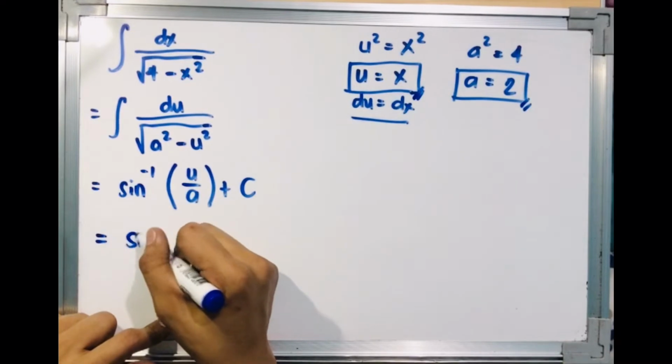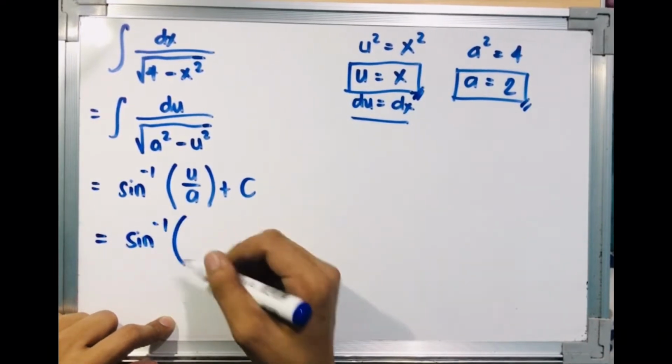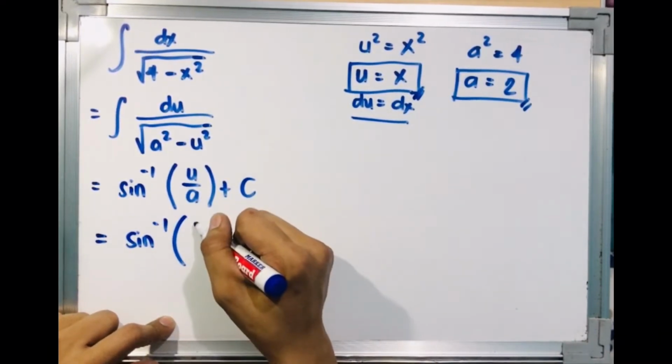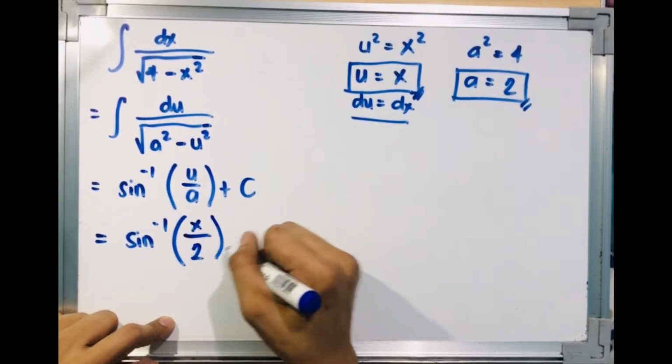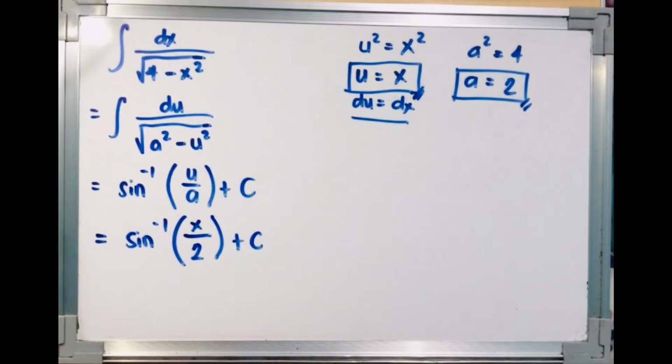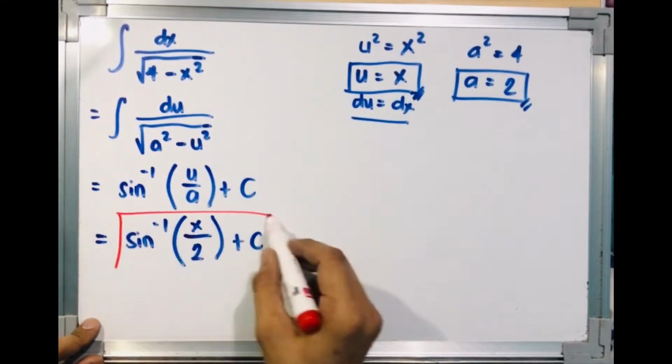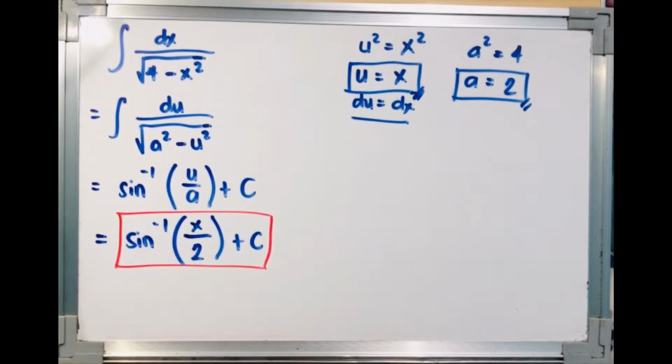Therefore, arc sine of what's my u? That's x, and my a is 2. And don't forget the constant. So that's the answer on this problem. Alright, let's proceed to our next one.